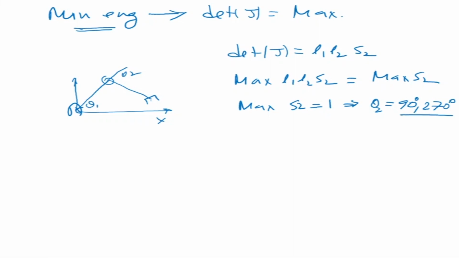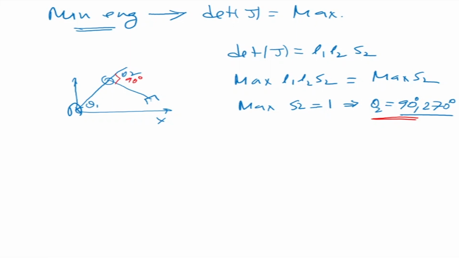Okay, so what should be the configuration or orientation of the manipulator to perform a task with minimum energy? Your angle theta 2 should be 90 degrees. Okay, this is what it means. If you look at this manipulator, this angle now is 90 degrees.